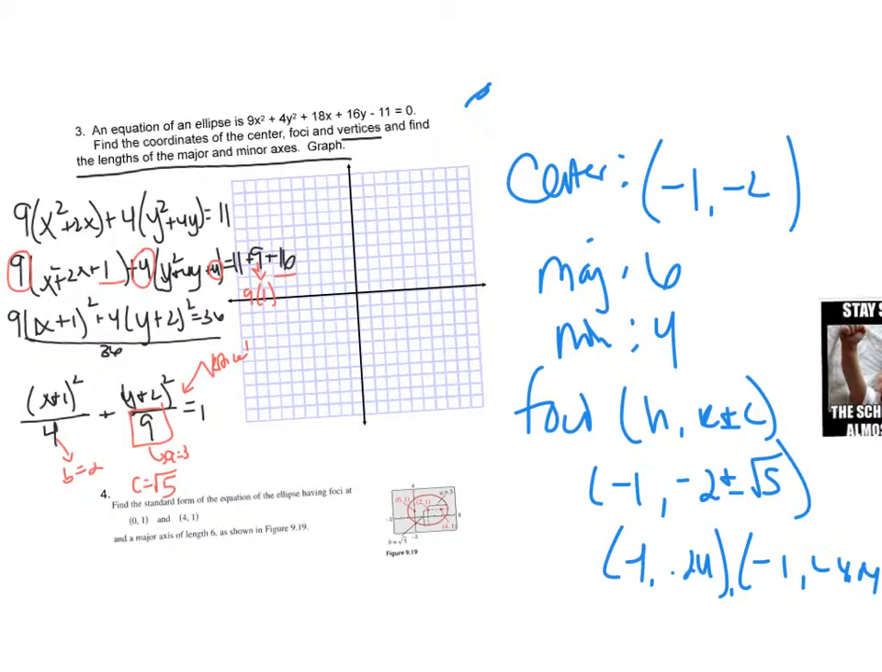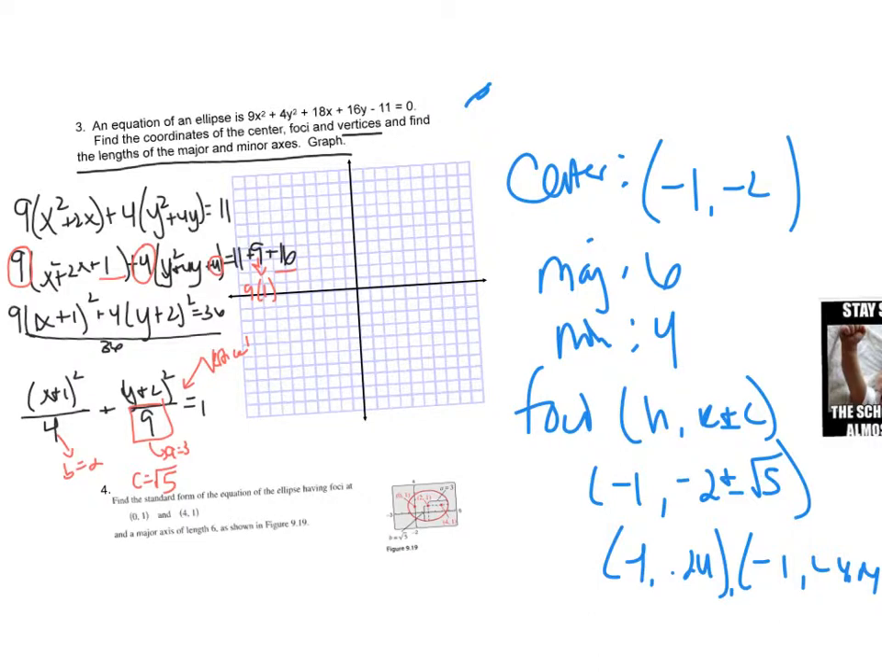Sometimes it's easier to figure out your vertices by graphing first, or just think about it. So if our center is at -1, -2, and then our major axis is 6. What that means is you are going 3 in either direction vertically, right? So you have to go 3 above and 3 below. Those are your vertices.